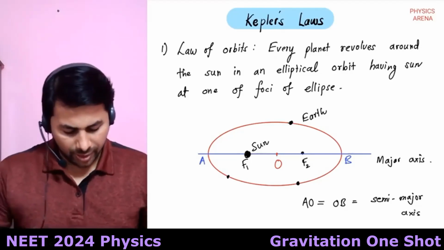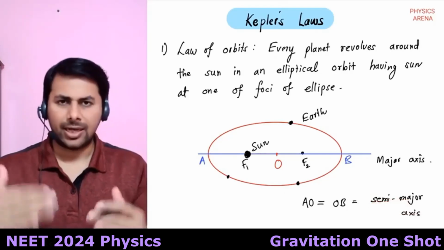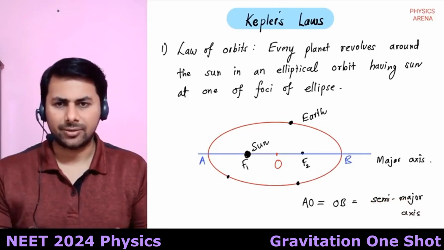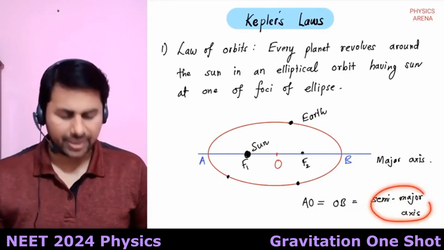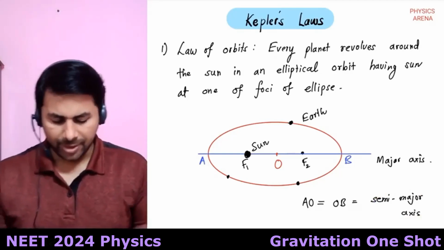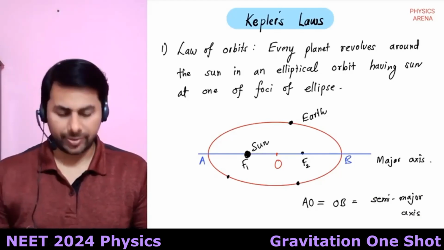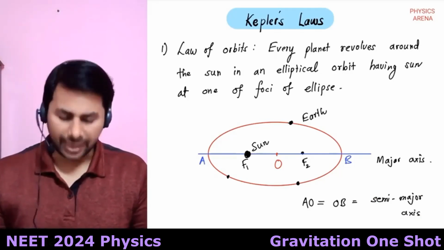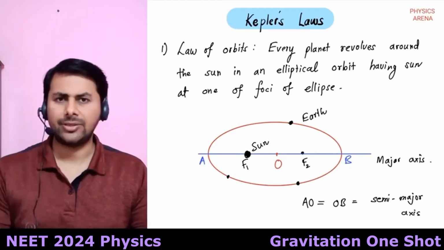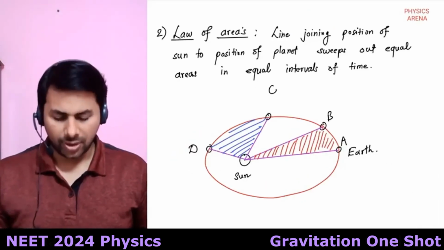Now the semi-major axis, what is the semi-major axis? It is half of the major axis. All right, so this is Kepler's first law: every planet revolves around the sun in an elliptical orbit. Kepler had studied Tycho Brahe's data, and he gave us this law. Then the second law is the law of areas.